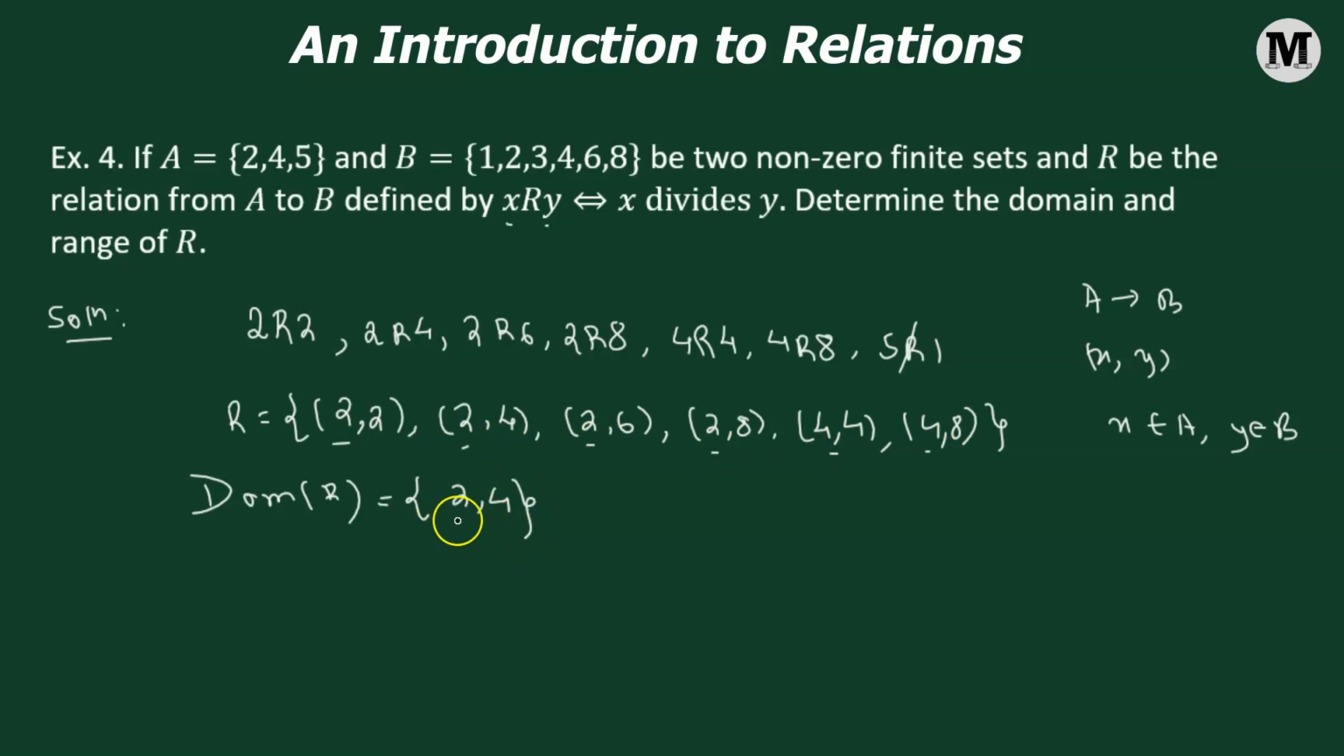We don't have to repeat the elements. Next we have the range of the relation R. So that's going to be the second element of each of the ordered pairs. So we have 2, 4, 6, 8. 4 and 8 are repeating, so we have 2, 4, 6 and 8. So that's going to be the range of the relation R.